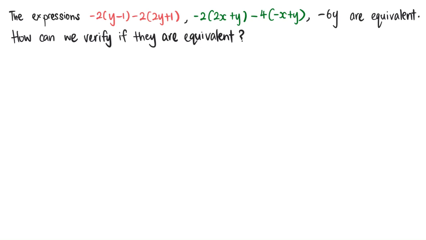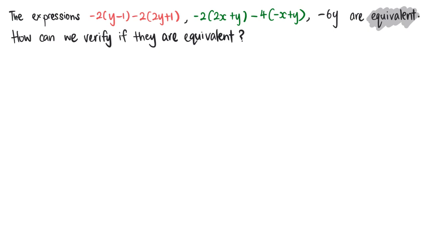Hello everyone, welcome to this video where we are given that the expressions -2(y - 1) - 2(2y + 1), -2(2x + y) - 4(-x + y), and -6y are what we call equivalent expressions.